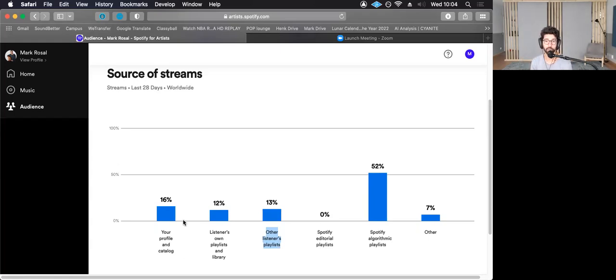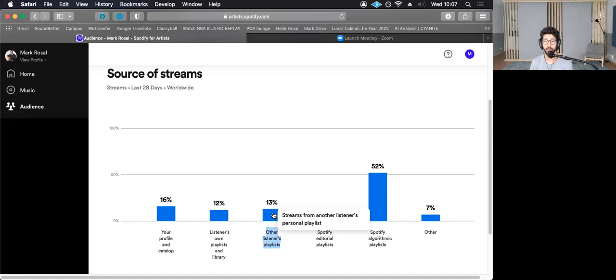They saved it, and then they go back and listen to it again, or maybe they added it to one of their personal playlists. Other playlists are playlists that are, let's say, bigger playlists, like playlists with more followers. It's not necessarily a private listener playlist, like your favorites or something like that. Let's say you create a playlist called Best Indie 2023. It will go into there, like playlists that people are following.